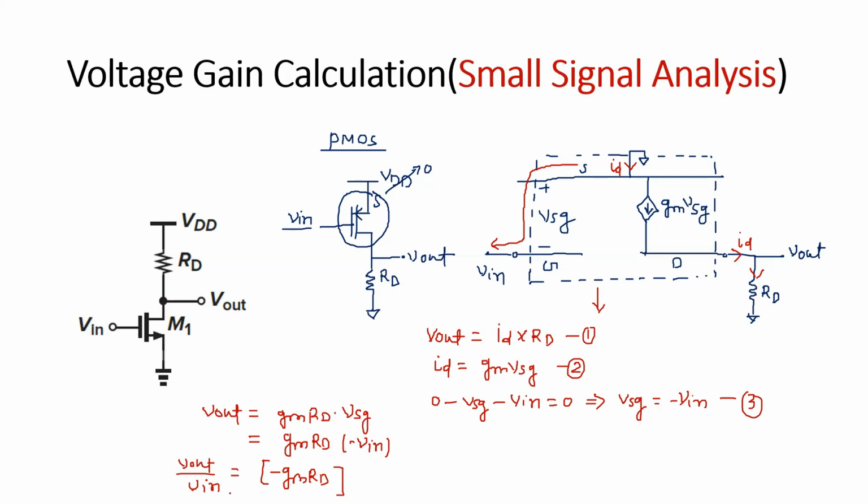In this video, I have simply drawn the small signal model for the PMOS type common source amplifier, and I calculated the voltage gain. In the next video, I'll introduce the effect of channel length modulation and body effect. After that, we'll calculate the voltage gain. So this is enough for this video.